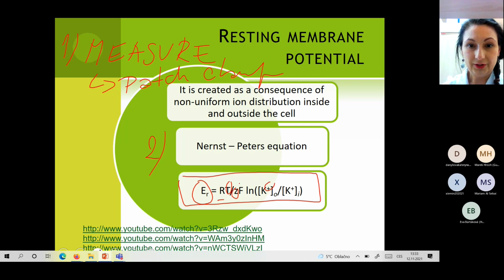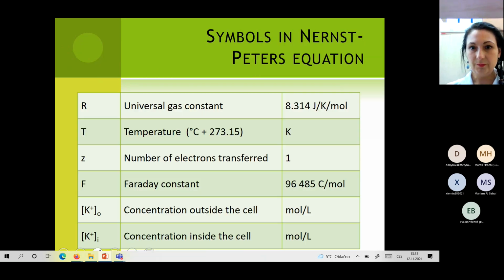And F is the Faraday constant. Ln is the mathematical operator called natural logarithm. And potassium in these brackets, outside and inside, is the concentration of potassium outside the cell, so in the extracellular space, sometimes there is an E, or the intracellular space, so the concentration inside the cell is down, and up is the concentration outside the cell. Maybe a little bit more detail.